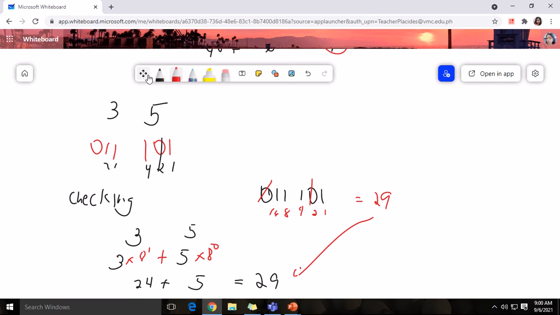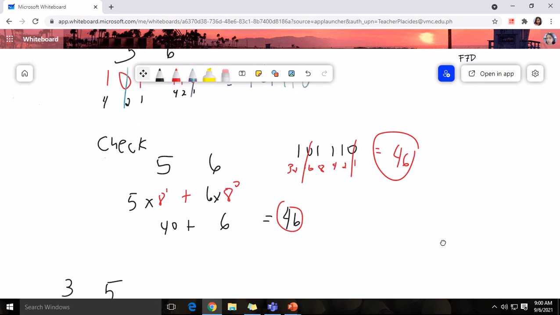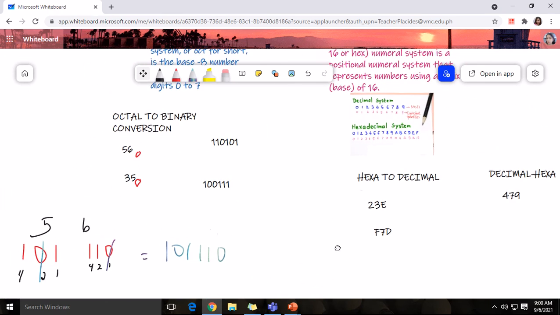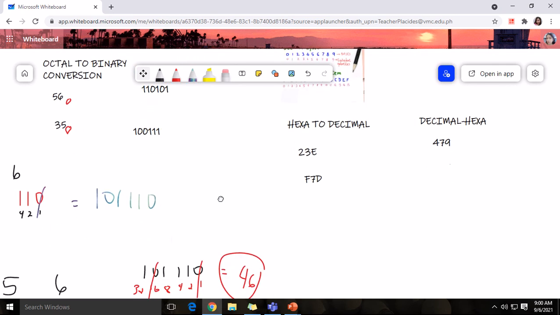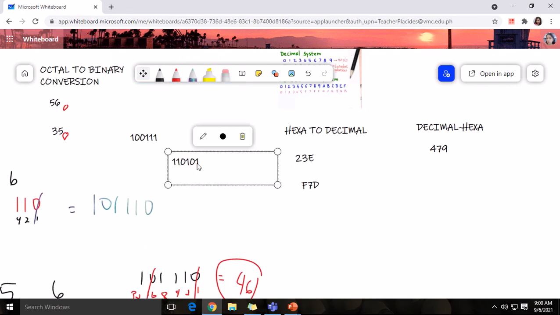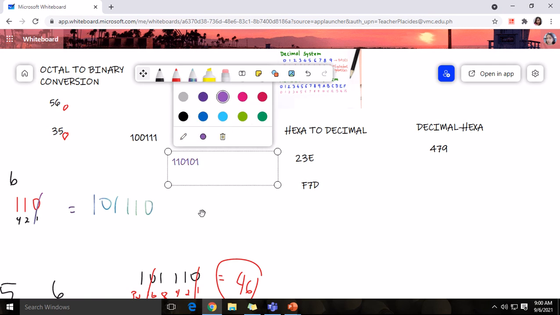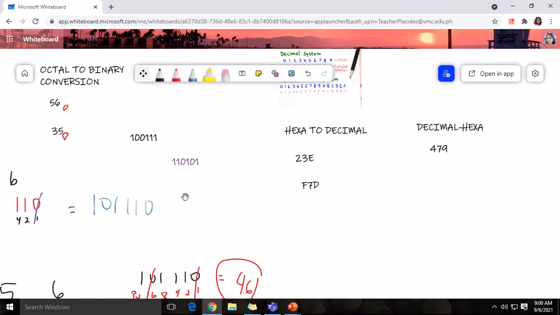Okay? So next, how about if we convert the binary going to octal? So let's try. This one, the number 1. I will copy this one. So 1, 1, 0, and then 1, 0, 1.